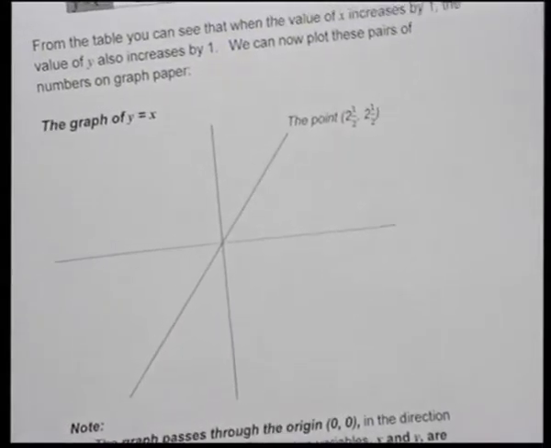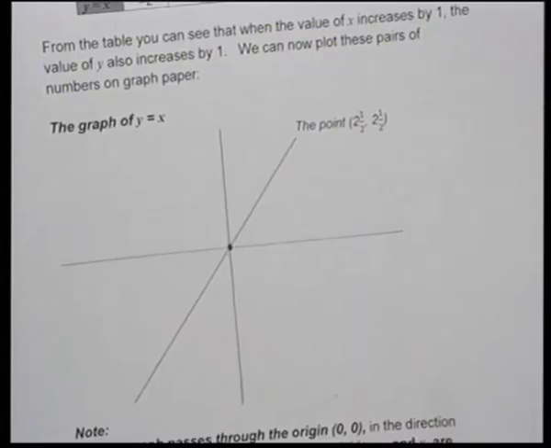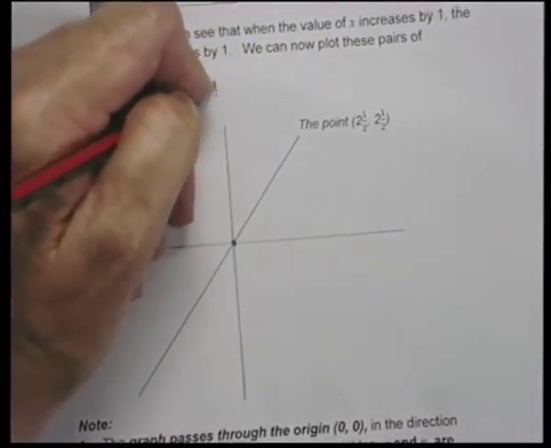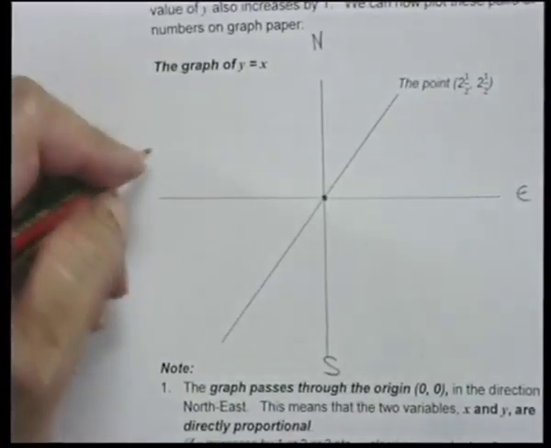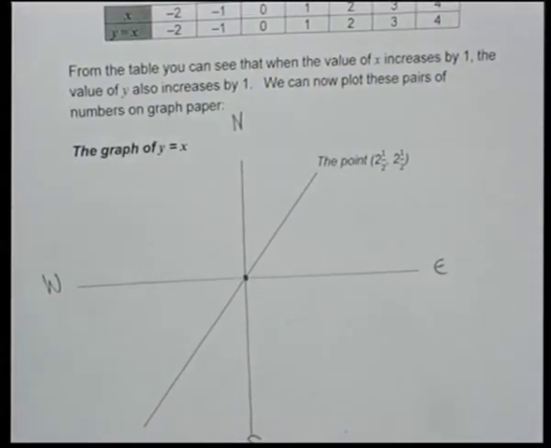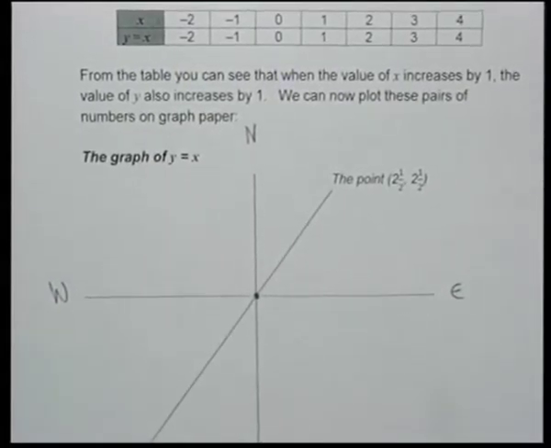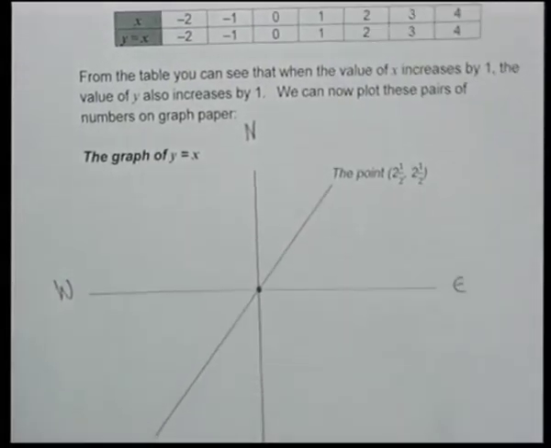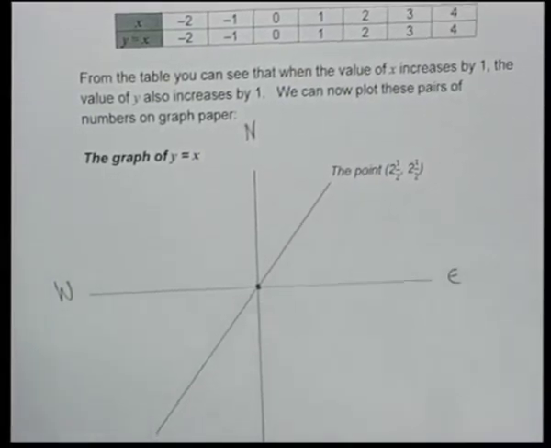The graph passes through the origin. It goes through the origin in the direction of north-east and south-west. So it will go like that. This means that the 2 variables, x and y, are directly proportional. So this one is direct proportion, because all the x values are the same as the y values.